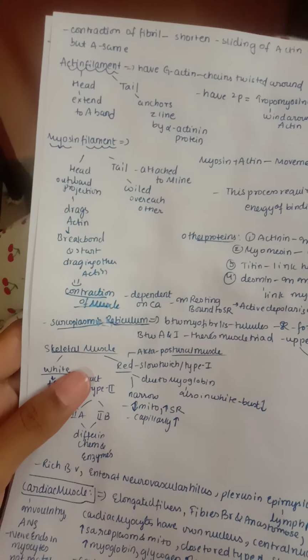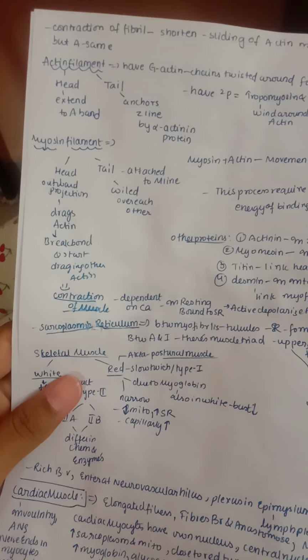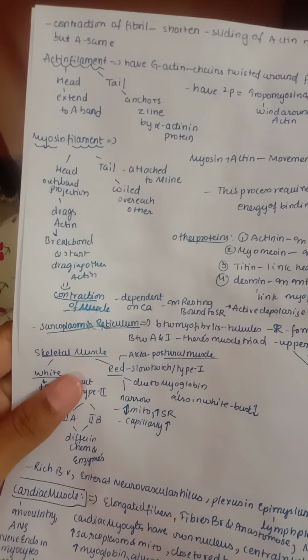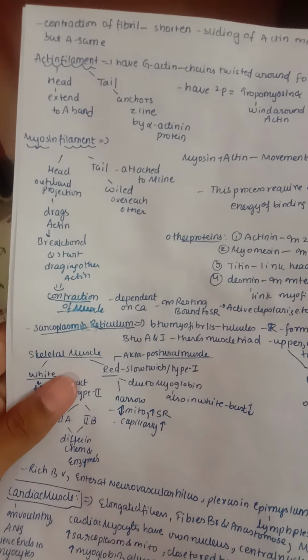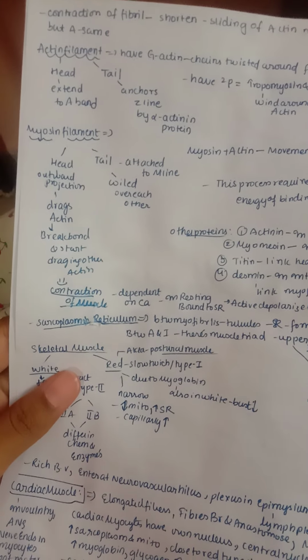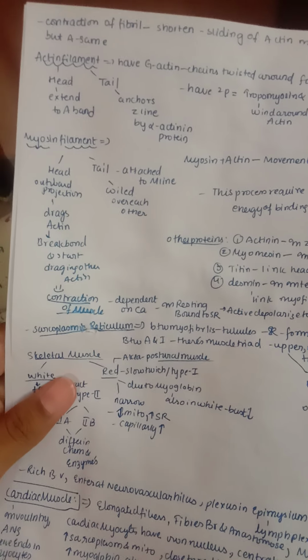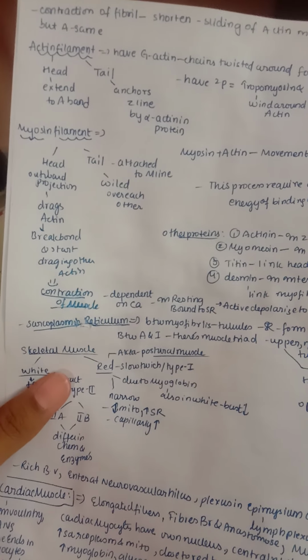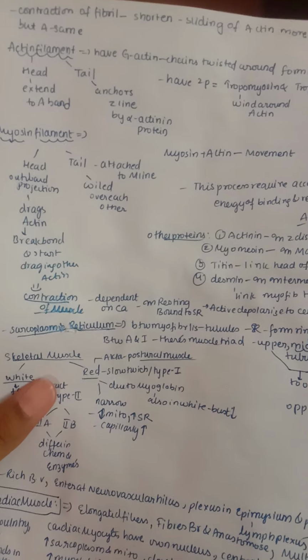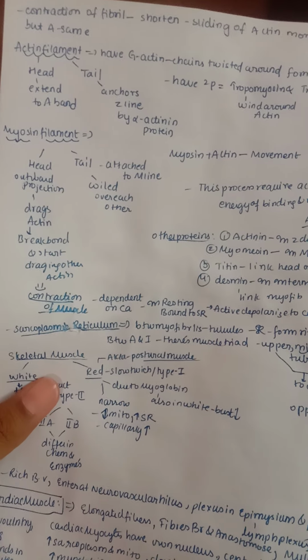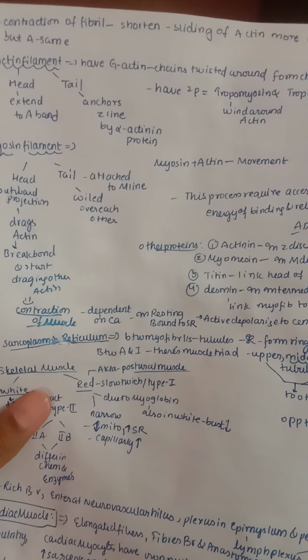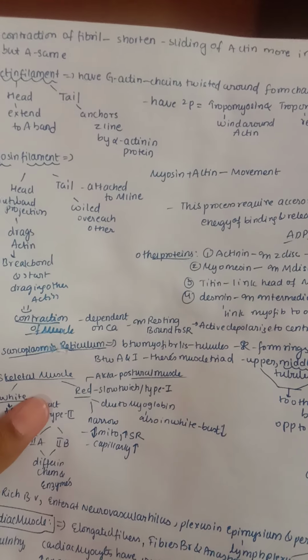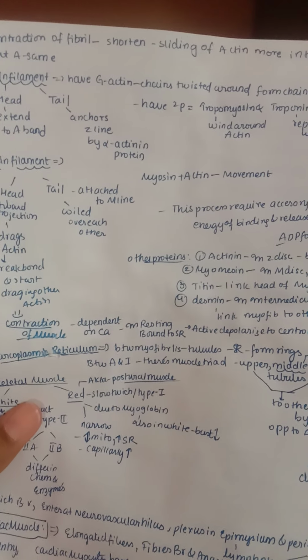So the myosin filament also has both a head and a tail. The head is an outward projection and it drags the actin towards it. First it breaks the bonds and then starts dragging again. This breaking and adding of bonds is mainly dependent on our ATP, and this leads to the contraction of the muscle. And the tail is mainly attached to the M line and is coiled over each other.